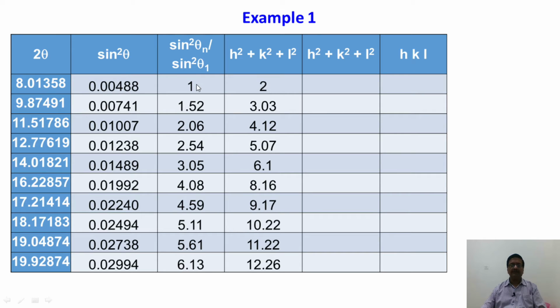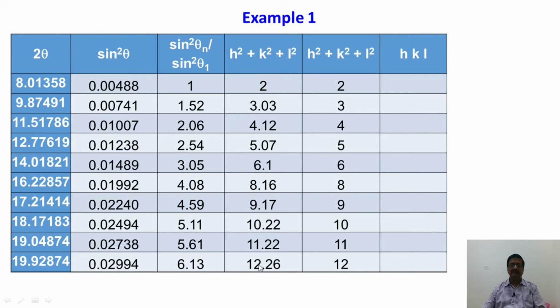By multiplying these numbers by 2, you get 2, 3.03, 4.12, 5.07, 6.10 and so on. These numbers can then be approximated to the nearest integer values, and we end up getting numbers like 2, 3, 4, 5, 6, 8, 9, 10, 11 and 12. These integers represent the sum of squares of 3 numbers. Now we need to guess what the values of h, k and l could be.